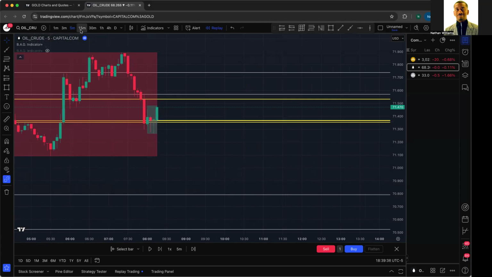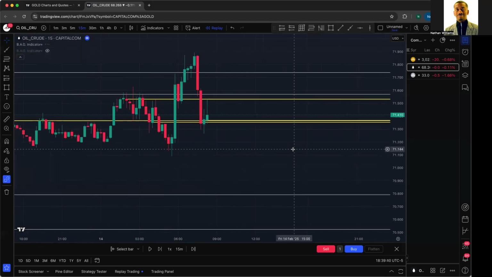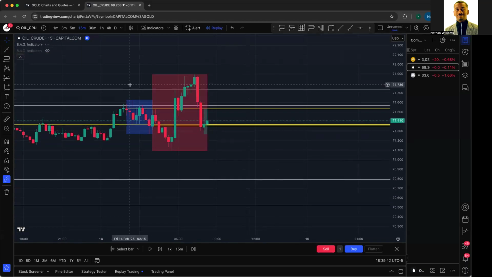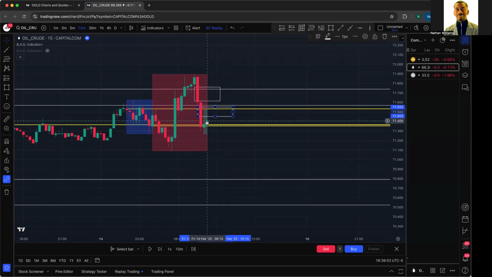15-minute time frame, we go take a look. You can see here on the 15-minute time frame, we've got a 15-minute fair value gap inside of pre-market. And then we got another one right here inside of pre-market. This big one right here, we filled right there. As you can see, we got two fair value gaps inside of pre-market.